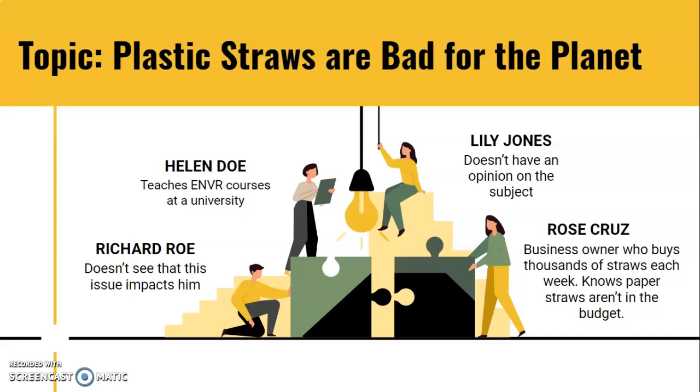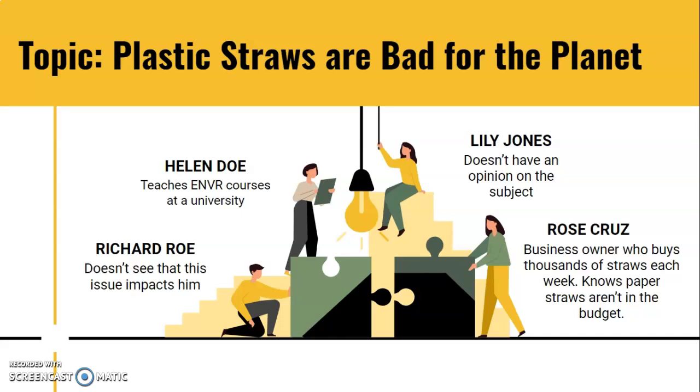The correct answer is you would want to strengthen her belief. So either providing new information or really showing your passion for the subject so that it reinforces her belief. Who do you think would be the most difficult person to change their mind? I would say it's probably a tie here between Richard and Rose. Richard doesn't really see how this issue impacts him, so therefore doesn't really care what you are saying. So that's something where you would want to give people a reason to care.